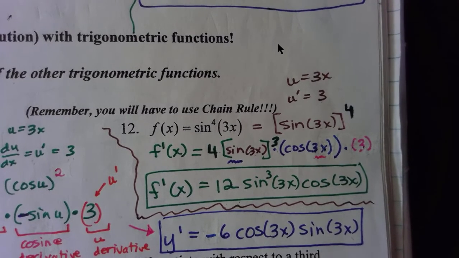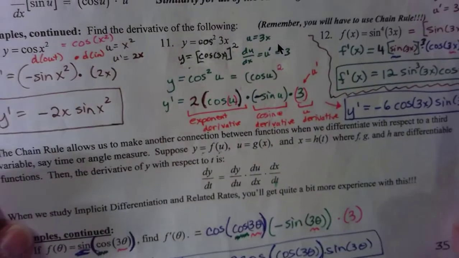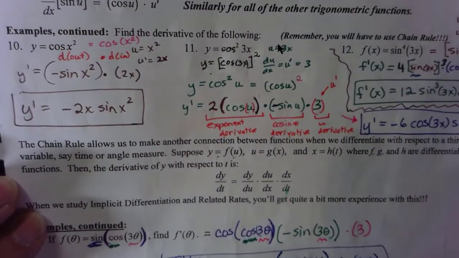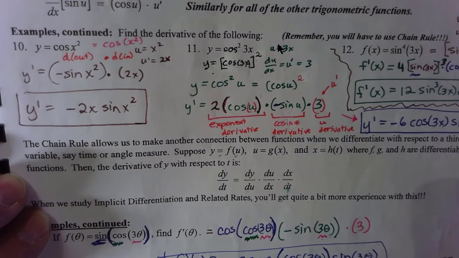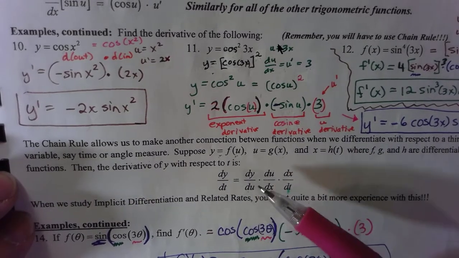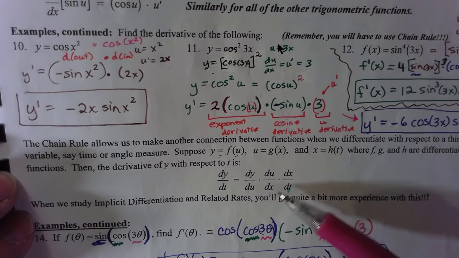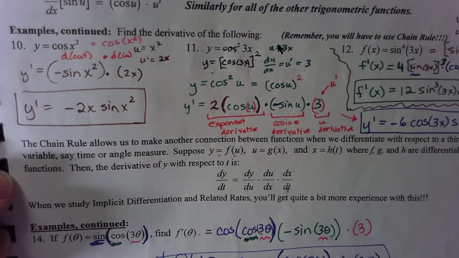Pretty nice. The chain rule allows us to make another connection between functions when we differentiate with respect to a third variable, say time or angle measure. Guess what? That's coming up. So dy dt would be dy du times du dx times dx dt, and that is coming up.